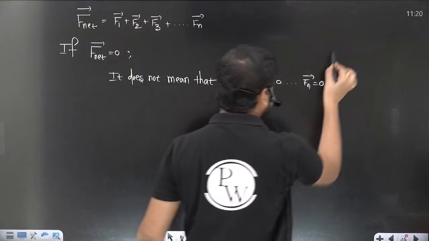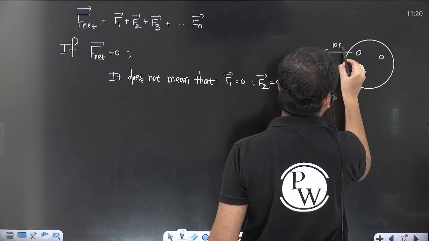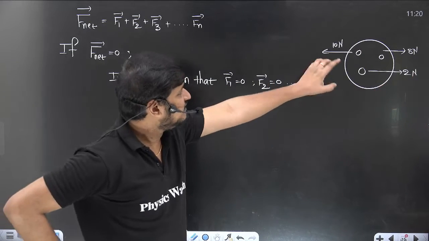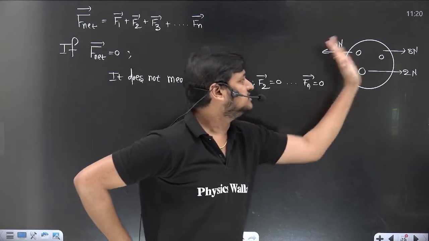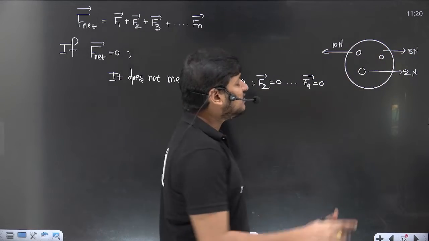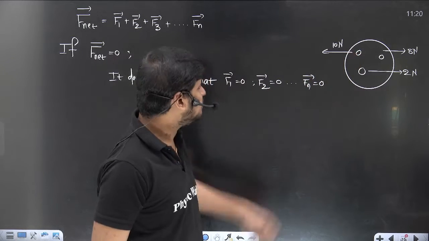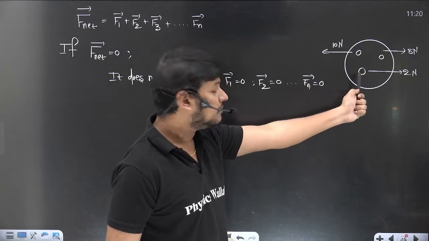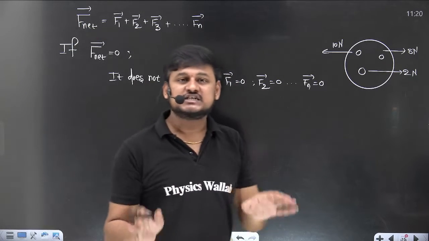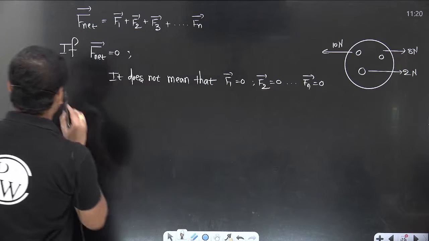Let's suppose this is a system where I have three particles, M1, M2, M3. On the first, some 10 Newtons force is acting. On the second, 8 Newtons, and on the third, 2 Newtons. Here I could say that the net force acting on the system is 0, because 10 Newtons is on the left side and 10 Newtons on the right side, 8 plus 2. But the individual particles are still experiencing force: particle 1 experiences 10 Newtons, particle 2 experiences 8 Newtons, particle 3 experiences 2 Newtons. So if the net force acting on the body is 0, it does not mean the individual particles' forces are also 0. Okay? This is the first point.